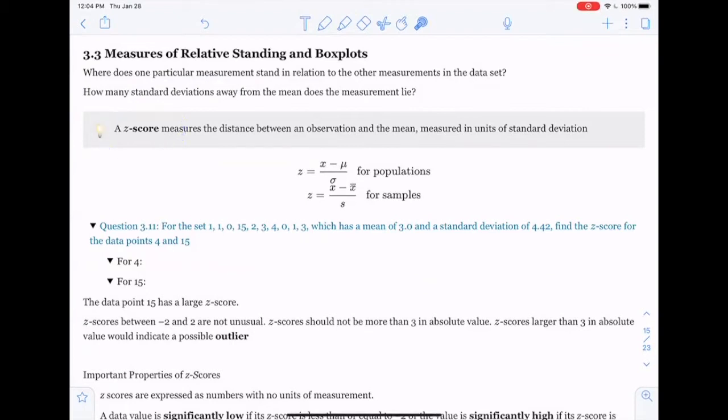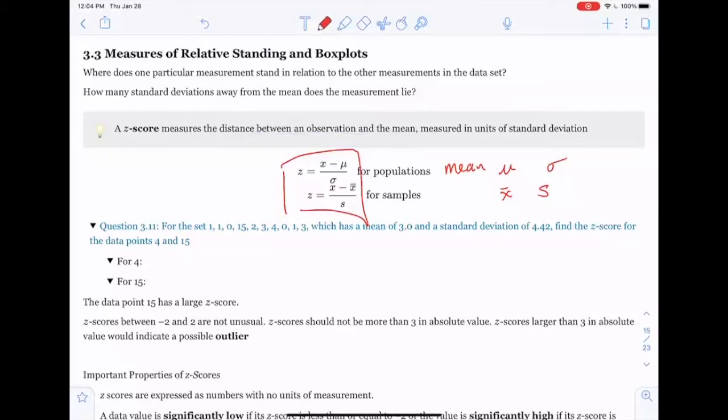So a z-score measures the distance between an observation and the mean in units of standard deviation. And we get two formulas, even though they're really the exact same, right? For a population, we have a mean that uses mu. For samples, the mean is x bar. And as I said in the last video, the standard deviation for a population is sigma, whereas the standard deviation for a sample is just s. So in actuality, these two formulas are quite the same.